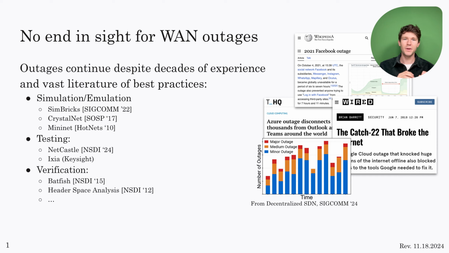In our previous work appearing earlier this year in 2024 at SIGCOMM on decentralizing the SDN control plane, we noticed this pattern and talked about an architectural simplification to try to make these outages happen less frequently. Today, I'll talk about what we found taking a closer look at these outages and their root causes. So, why do these outages continue?